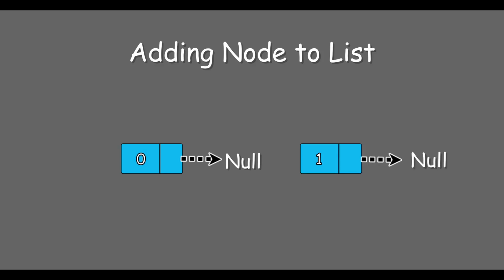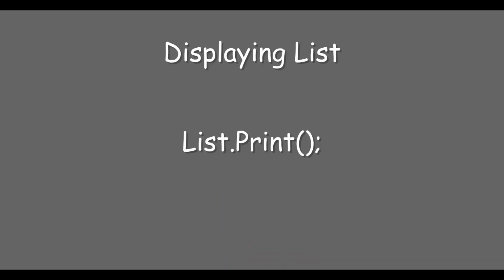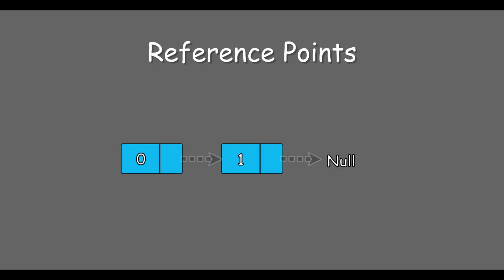All linked lists, however, contain a set of basic functionality to do the following: adding a node to the list, removing a node from the list, displaying the contents of the list, and I guess also fetching a node or data from the list. They also contain, at a minimum, one point of reference to let us know where the start of the list is. This is called the head node.